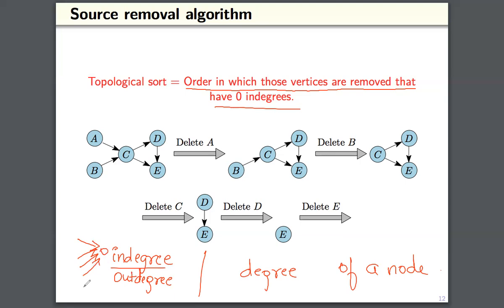What is the out degree of a vertex? The number of edges going out of that node is the out degree of that vertex. So what is the degree of a vertex? Summation of in degrees and out degrees of a vertex is called the degree of that vertex. Correct? Make sense?